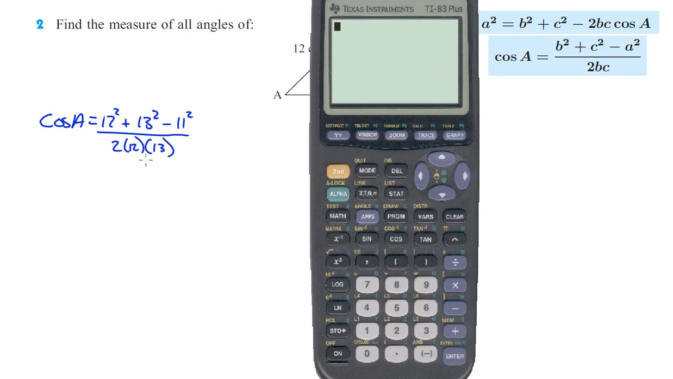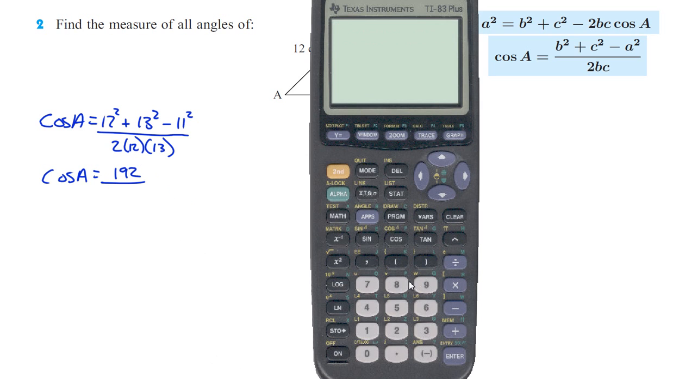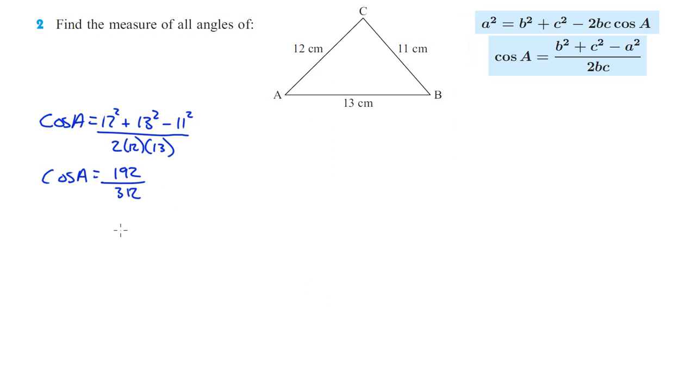You can do it all together at once, but you're going to need to use parentheses. It seems like the easiest way to not make a mistake is to do the top first and then the bottom. So 12 squared plus 13 squared minus 11 squared gives us 192. So we have cosine A equals 192 over, and then we'll do the bottom, which is 2 times 12 times 13, which is 312.